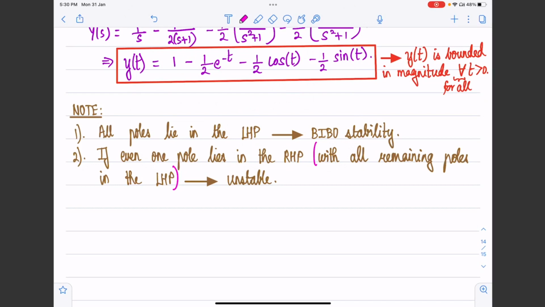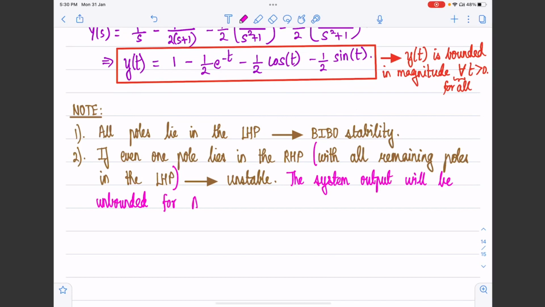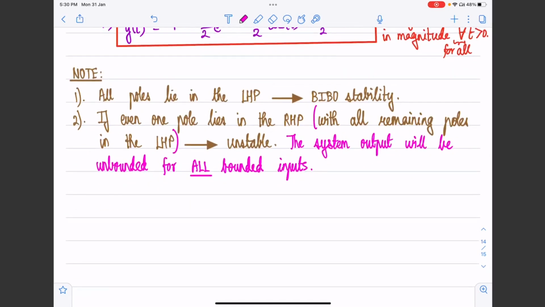Another main consequence is that the system output will be unbounded for all bounded inputs in the space. This is very important. The keyword here is all. For all bounded inputs, the system output will become unbounded. That is the key fact here when we have even one pole in the right of the complex plane.